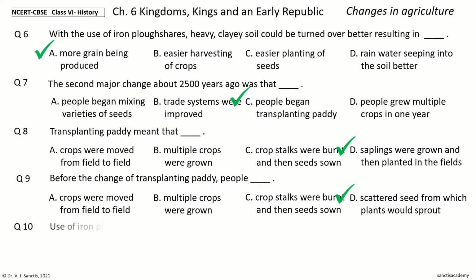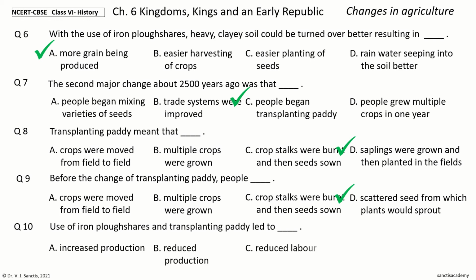Question 10. Use of iron plowshares and transplanting paddy led to dash. The options are increased production, reduced labor, reduced money invested in planting crops. Your time to choose. And the answer is increased production. So, use of iron plowshares and transplanting paddy led to increased production.